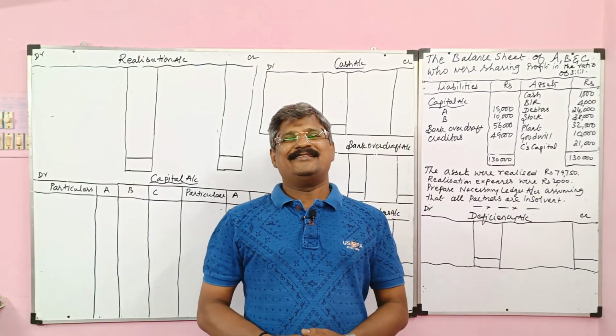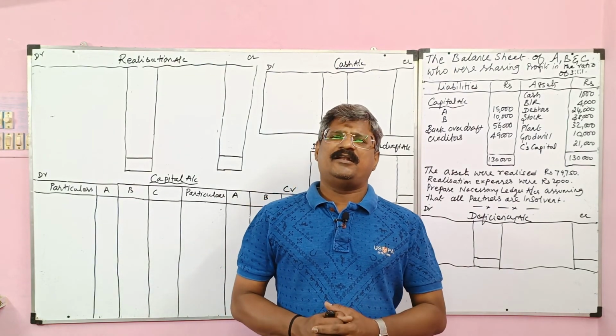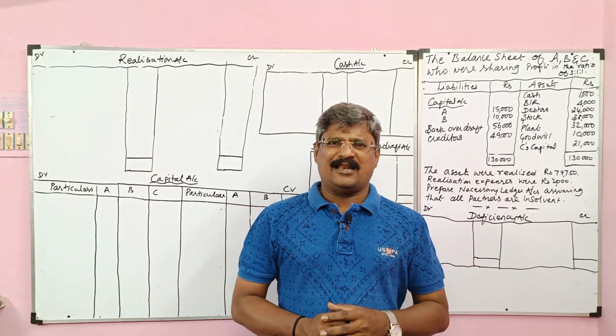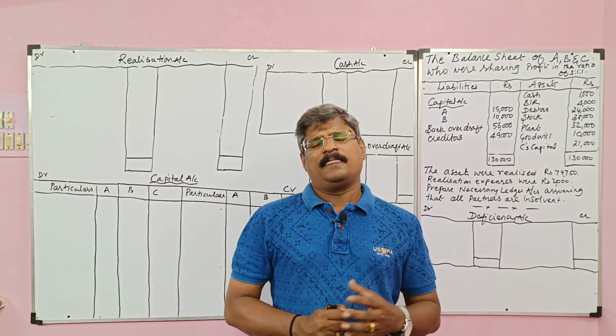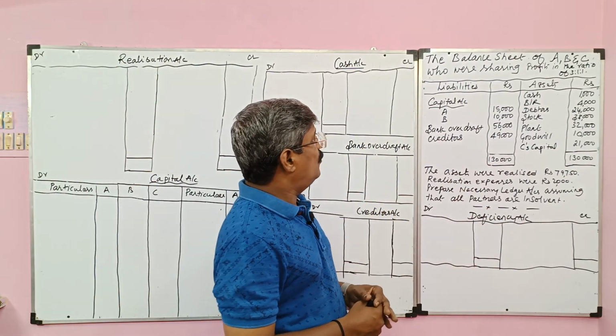Students, we are learning insolvency of all partners in dissolution of partnership. We already completed the first problem. In the first problem, there was only one external liability. But in this problem, there are two external liabilities, namely bank overdraft and creditor. Yes, look at the board.